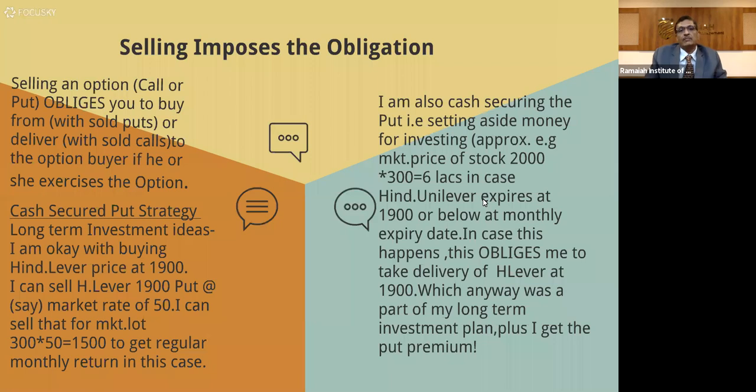Each and every company stock comes with a marketable lot. In the SBIN case, it is 3,000. It varies from stock to stock. For example, in Hindustan Unilever, which I am also taking as a case example here, it is 300. So the marketable lot varies from stock to stock.